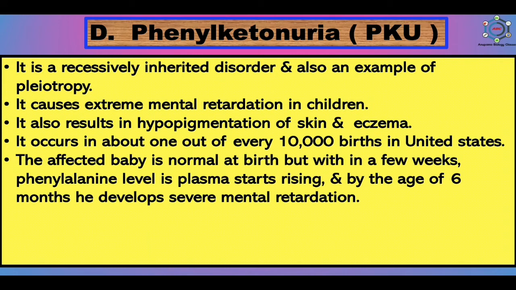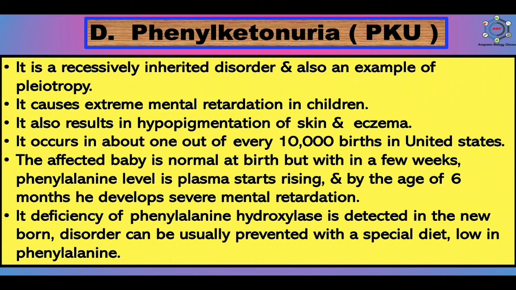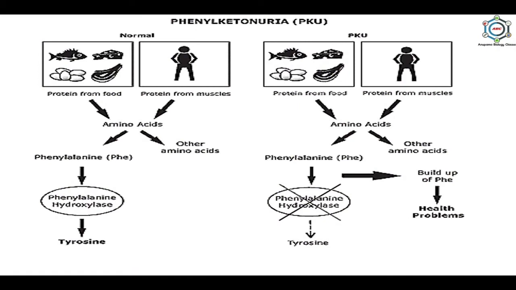The affected baby is normal at birth, but within a few weeks, phenylalanine level in plasma starts rising, and by the age of 6 months, he develops severe mental retardation. If deficiency of phenylalanine hydroxylase is detected in the newborn, disorder can be usually prevented with a special diet low in phenylalanine. So, what are the causes of the phenylketonuria?